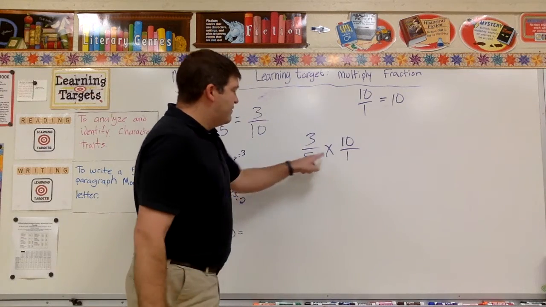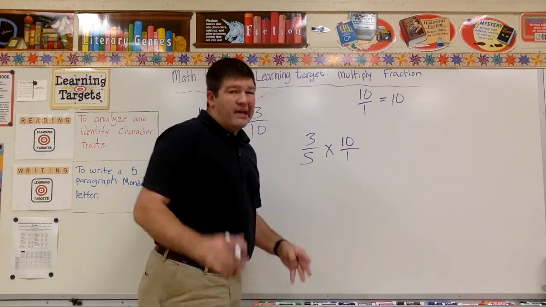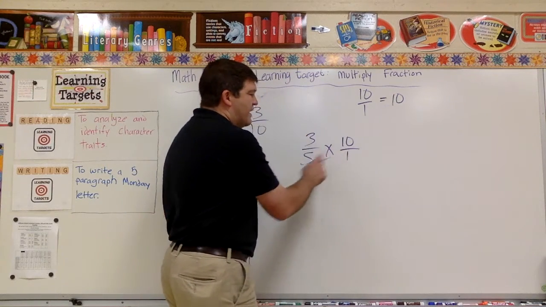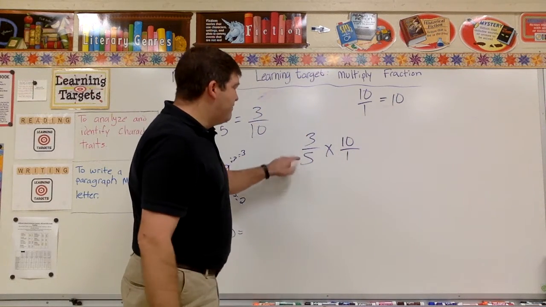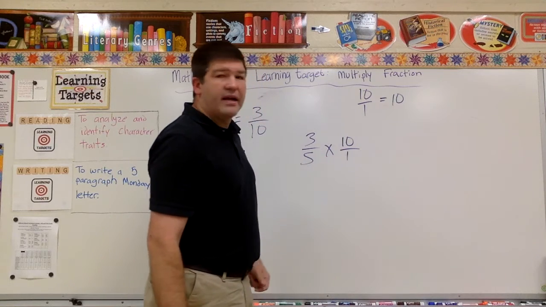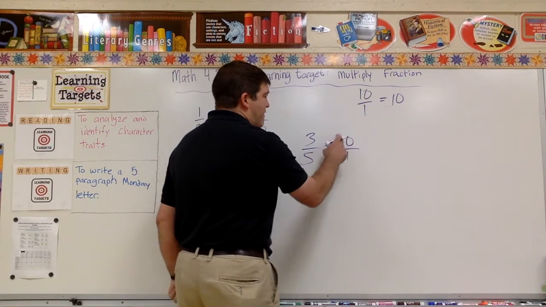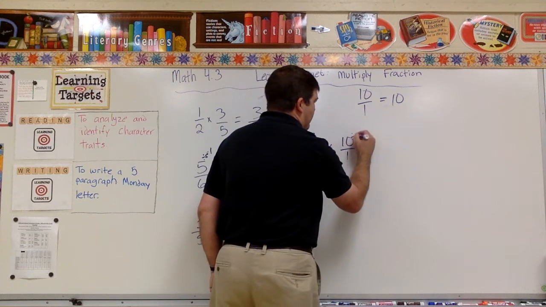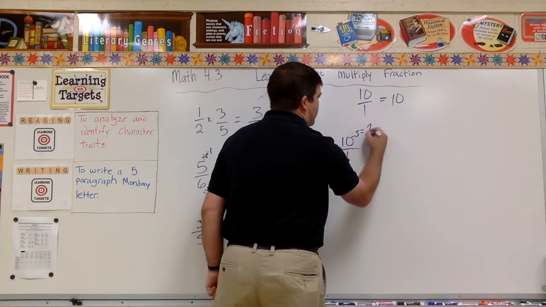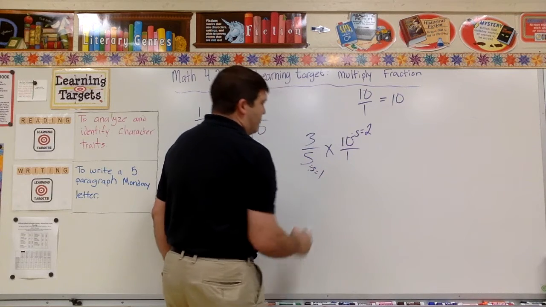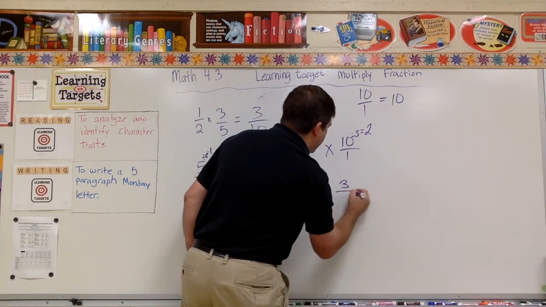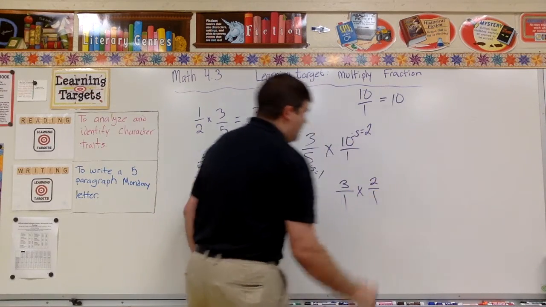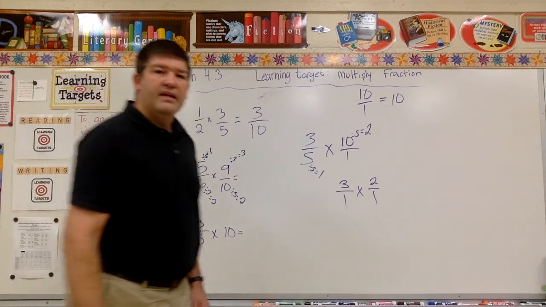So 3/5 times 10/1. I'm going to kind of look at the cross. 3 and 1, I can't simplify that at all. 3 and 5ths, I can't simplify it. 10 and 1, I can't simplify. But 10 and 5, I know that 5 goes into each of those. So that becomes a 2, and that becomes a 1. So now I have 3 over 1 times 2 over 1. And then I just go across.